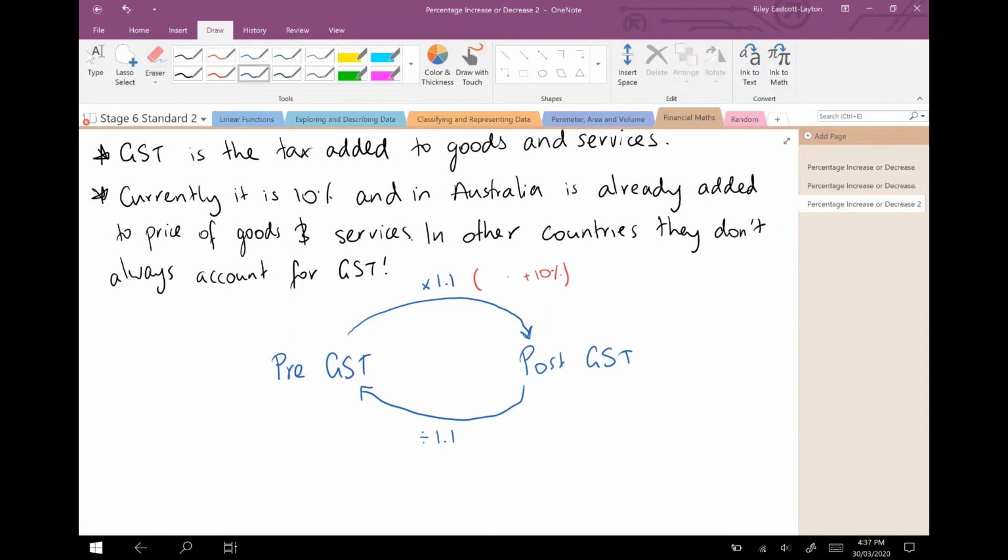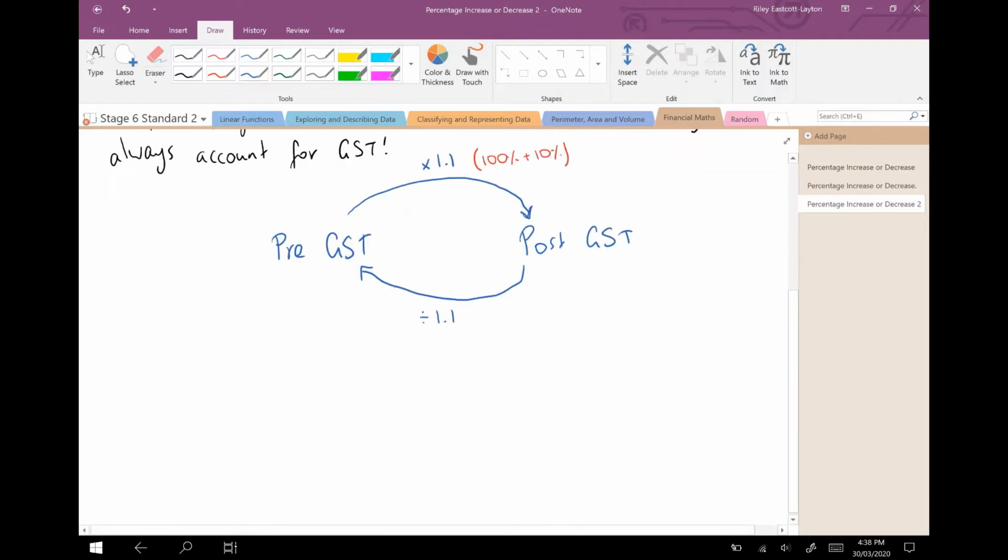Actually, I kind of like that. I might keep it there. So, when we go from pre-GST to adding GST, we times by 1.1. And when we go from GST already added back to the original price pre-GST, we divide by 1.1.